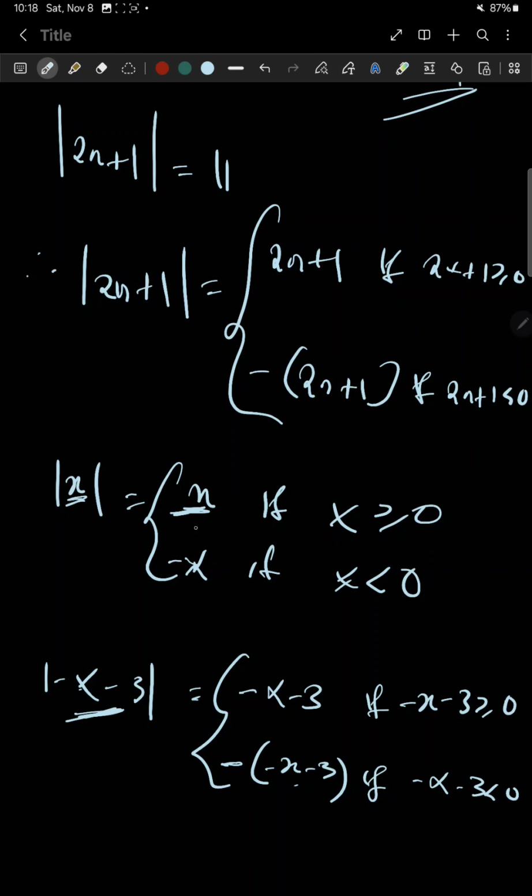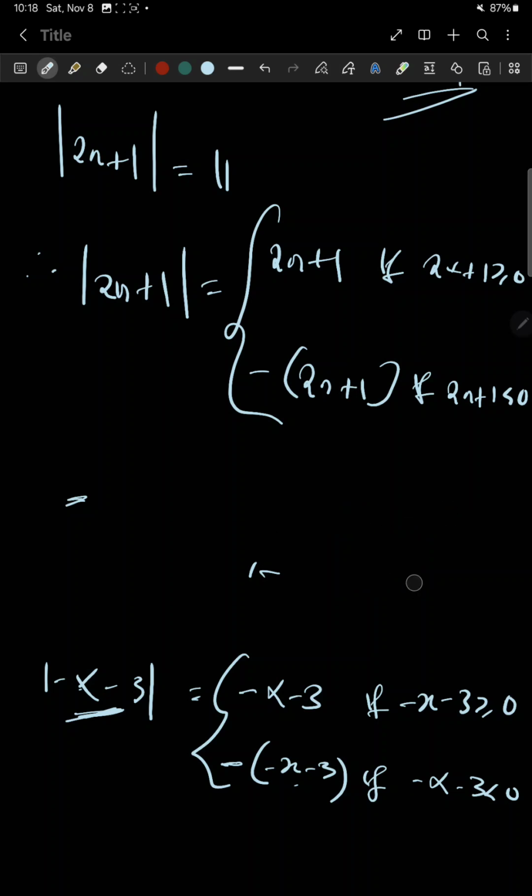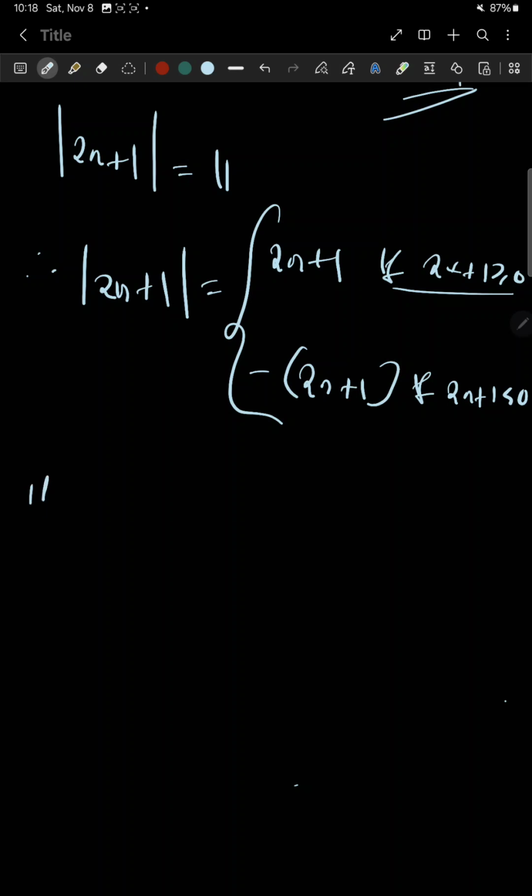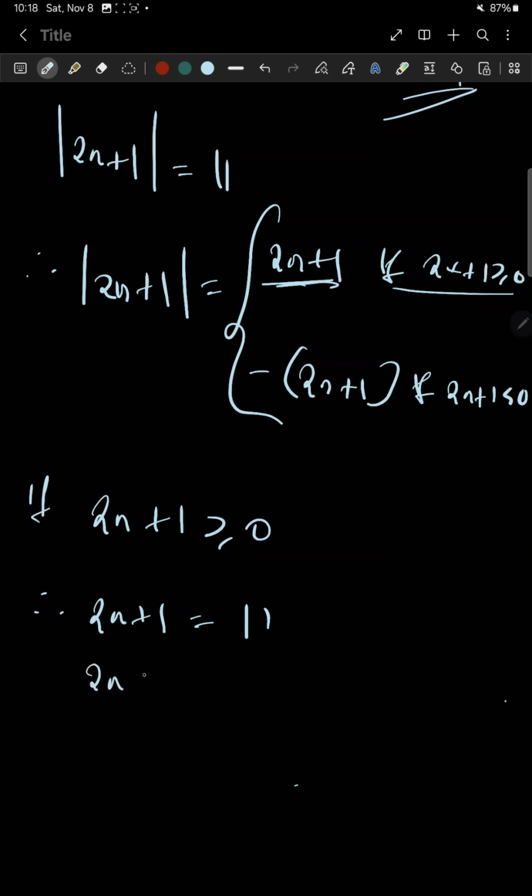Okay, so now from there, guys, we're going to write the conditions. So what will be the first condition? It will be this. If 2n plus 1 is greater than or equal to 0, meaning this is what you're going to equate to 11. Therefore, 2n plus 1 would be equal to 11. If you solve for it, 2n is equal to 11 minus 1, then 2n is equal to 10, then n is equal to 5.